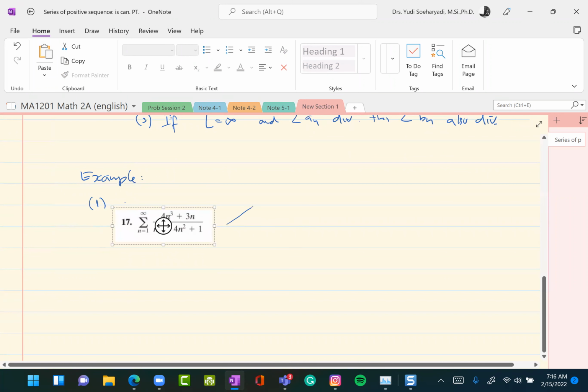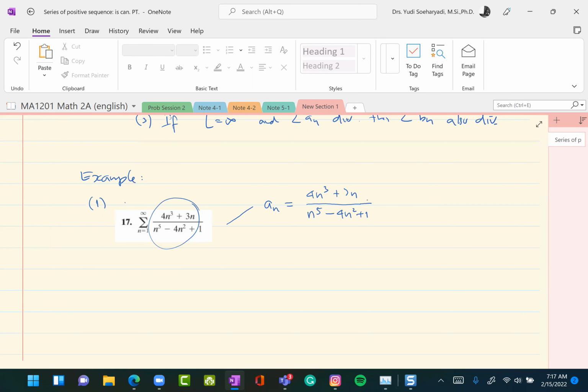So let's put it this way. This is our a_n. So a_n is 4n cubed plus 3n over n fifth minus 4n squared plus 1. In comparison tests, before you even start, you have to have a feel. Which way do you want to go? Convergence or divergence?